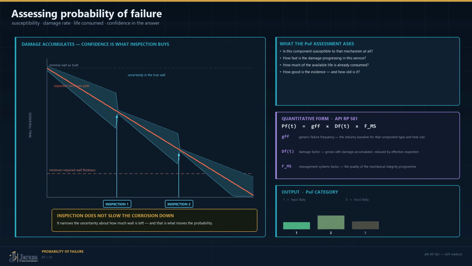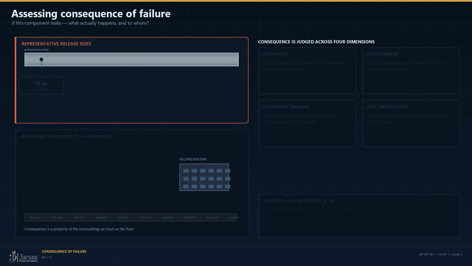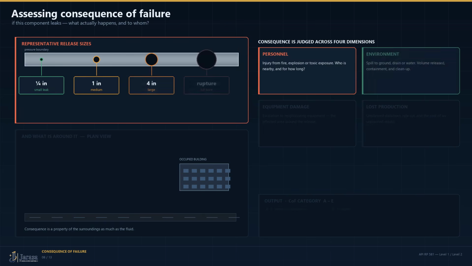Note what this means: effective inspection does not slow corrosion down. It reduces your uncertainty about how much corrosion is already there. Consequence of failure asks a completely different question. If this component leaks, what actually happens?